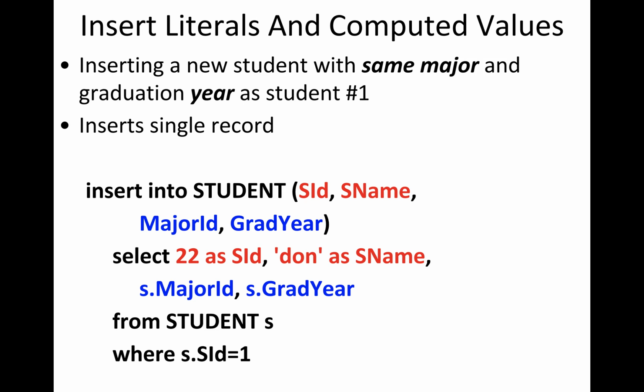Here's another one. Inserting a new student with the same major and graduation year as student number 1. What are we doing here? Okay, so it looks like we're copying from an existing student, from the first student, into a brand new student, but we are overriding the name of the student. Perhaps we're giving it a brand new student ID. We're giving it a brand new name, but we are copying the major and we're copying the graduation year. So this is kind of like a copy and override a couple of fields from an existing record.